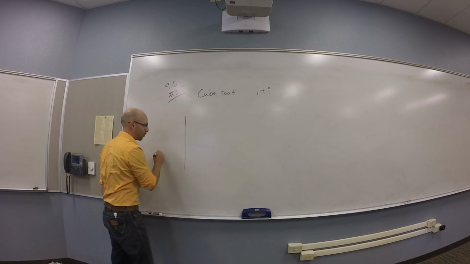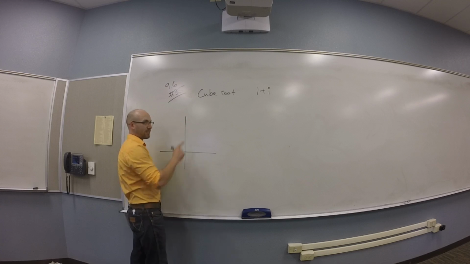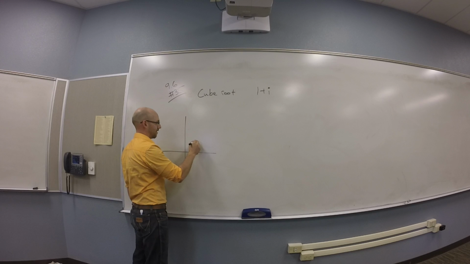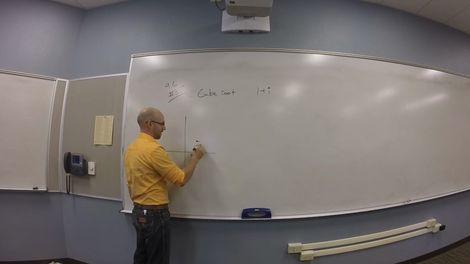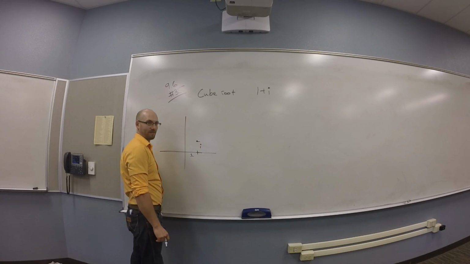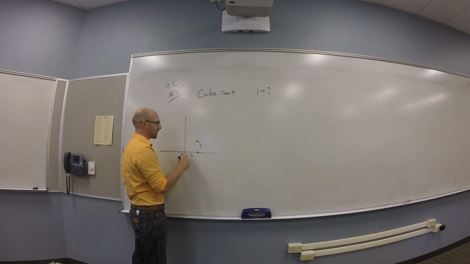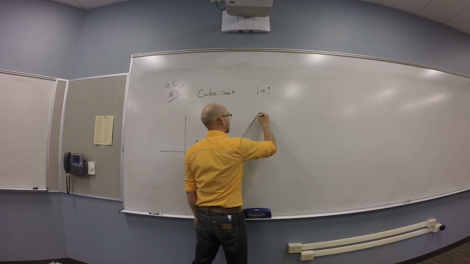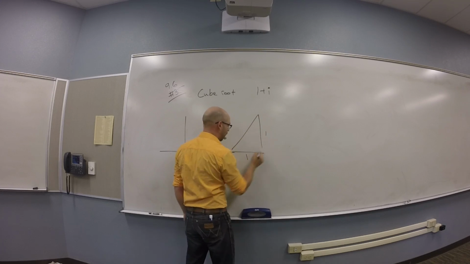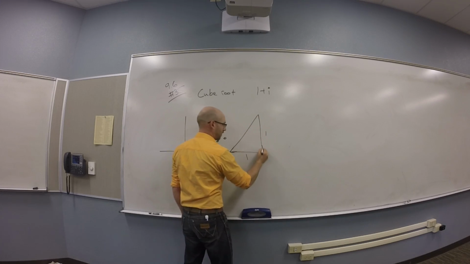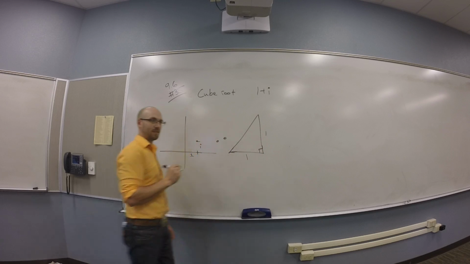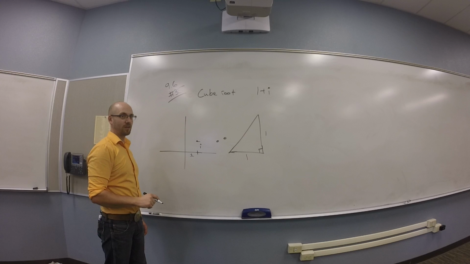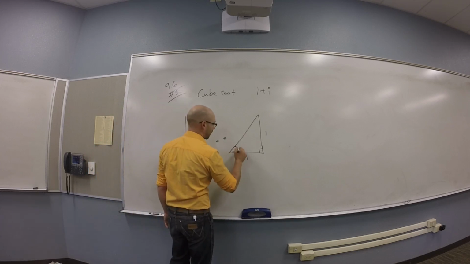Yeah, so graph the point. Over 1, up i. Right, so if I'm thinking about this as a triangle, that's a triangle that's 1, 1, 90 degrees. Which you'll note is a 45, 45, 90 triangle.